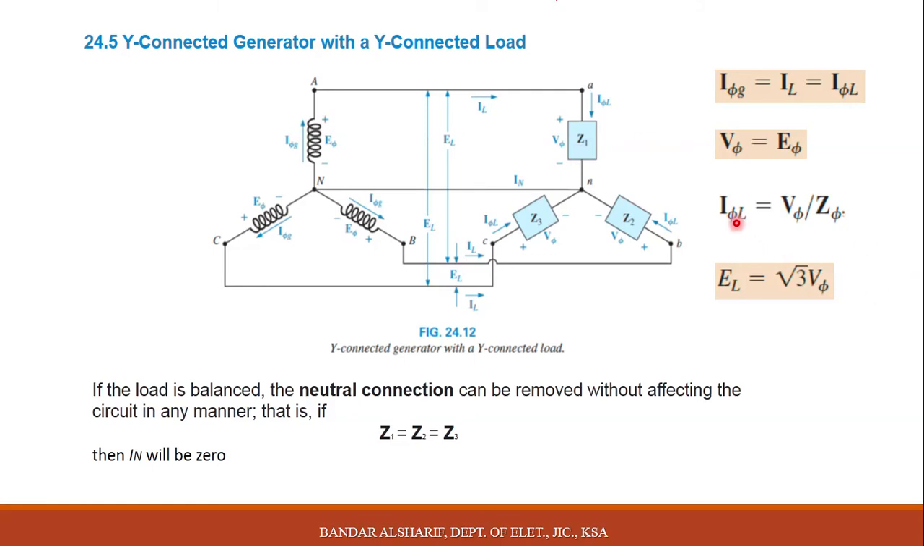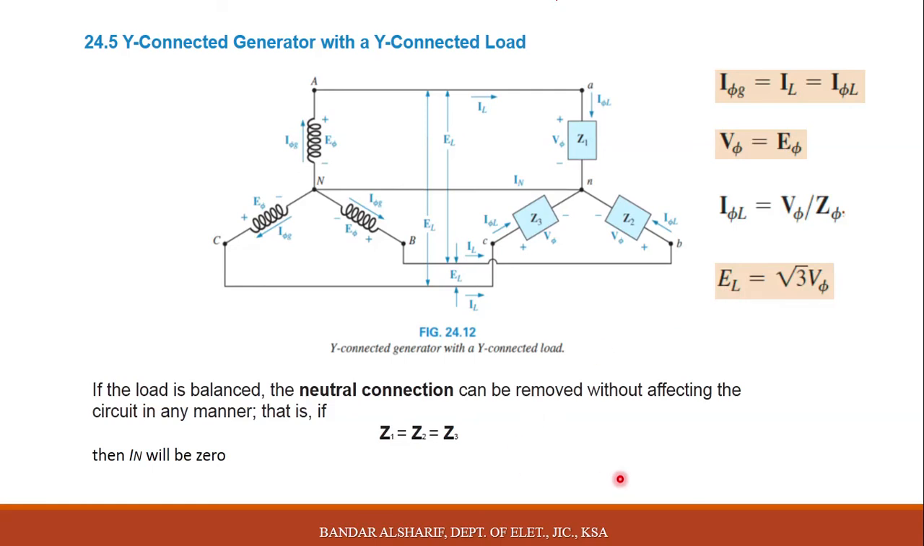Then if you find I phase in the load, it equals I line and I phase in the generator. And for the voltage, V line equals root 3 V phase. Multiply the phase value by root 3, and you will get the voltage line.